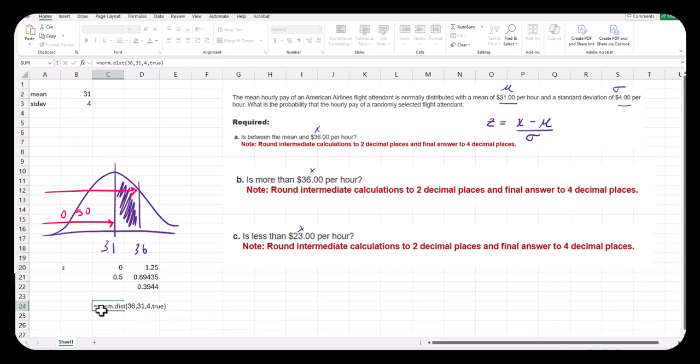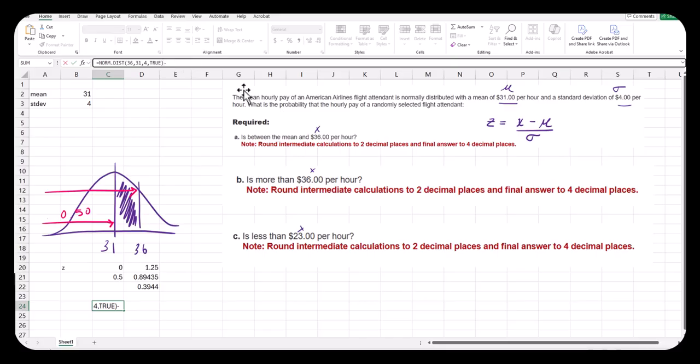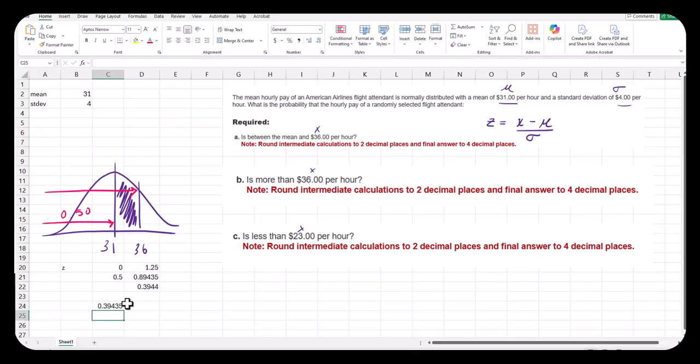So remember, you start a formula with Excel with an equal sign. Norm.dist, 36, 31, 4, and true. Notice I get this same area, but you had to recognize you have to subtract this piece out. You could even do all this in one step. Watch this. Minus norm.dist, my x value 31, my mean 31, my standard deviation 4, and then true. And so I have one big long formula that gives me, notice, the same answer.